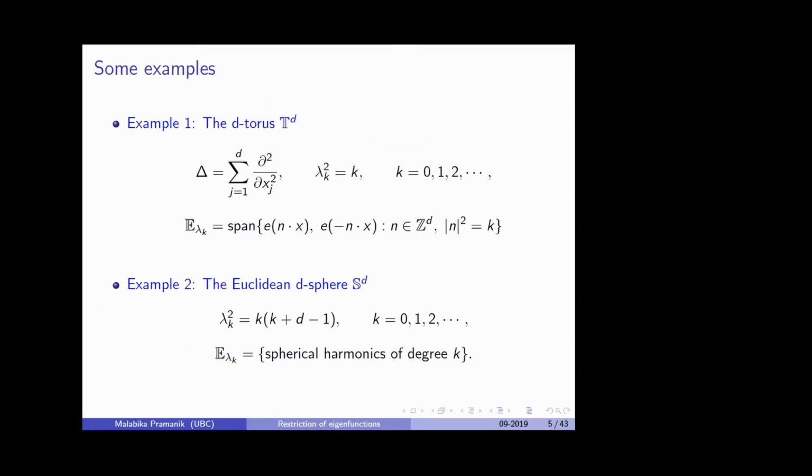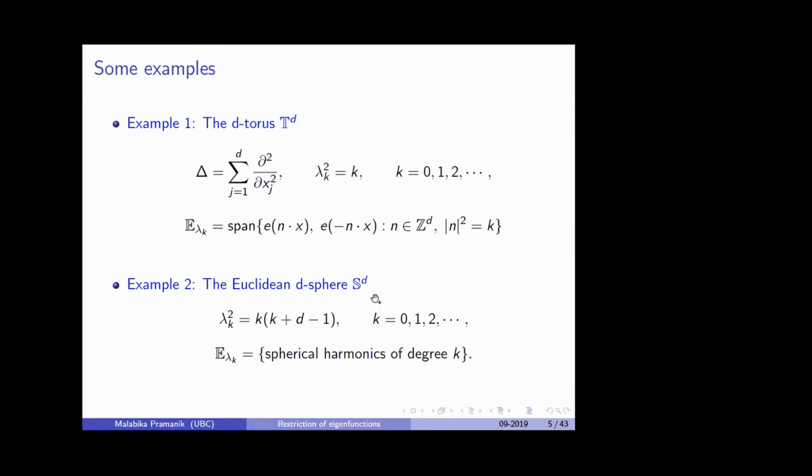Most of the results that we will discuss today hold in full generality in the context of an arbitrary compact Riemannian manifold M, but for specificity, it helps to keep a couple of examples in mind. One is the d-dimensional unit torus. Here, the Laplacian is the constant coefficient operator that we all know, and the basis of eigenfunctions is nothing other than the Fourier basis consisting of complex exponentials.